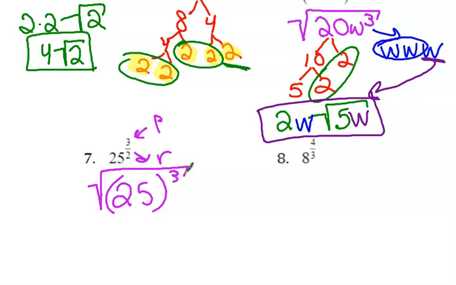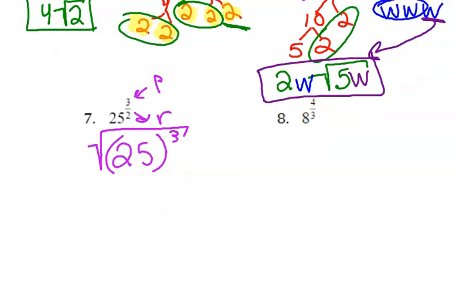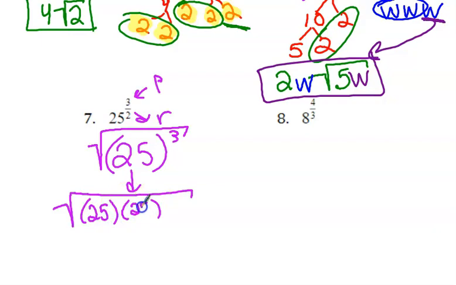So I have 3 25s. That's what this means. Under the square root, I'm going to put 25 3 times. That's what the power means. The power is attached to this base. So the base is 25, and it's to the third power, and it's all under the square root house.